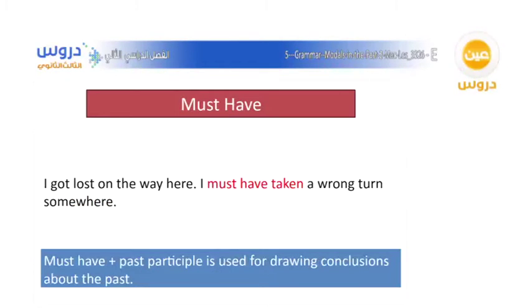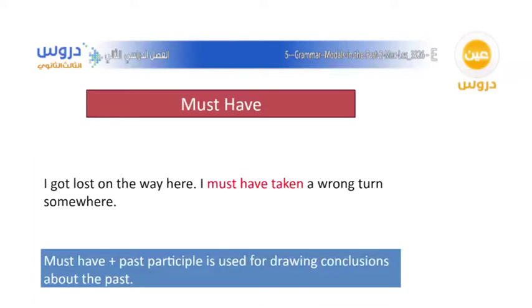Now we move on to the next modal verb, which is must have. Must have plus the past participle. Do you know what the past participle of the verb is? For example, if I give you a word like see, do you know what the past participle of see is? Good. Seen. That's correct. So you know what the past participle of the verb is. I got lost on the way.